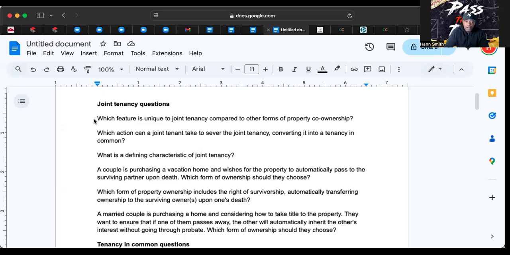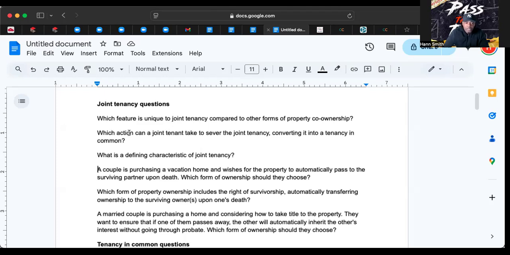So if you get a question about what feature is unique, that word unique is very important, because in the answers, they'll probably have equal interest, and then another answer will be the right of survivorship. And the right of survivorship is the unique feature of joint tenancy. So they may ask you that question. That's not really a definition question. You just have to know, based on your studies and whatever classes and books you've read, that the unique feature of joint tenancy is the right of survivorship.